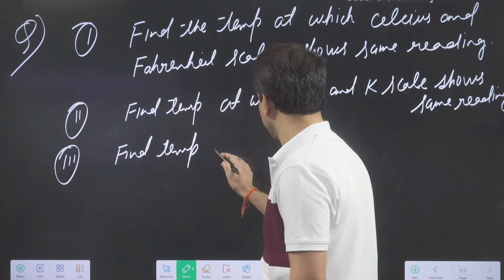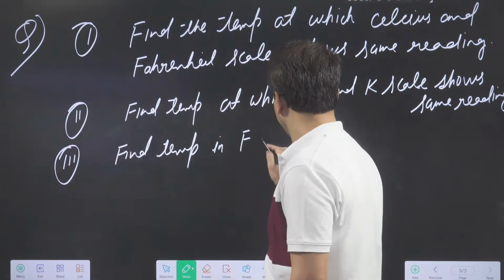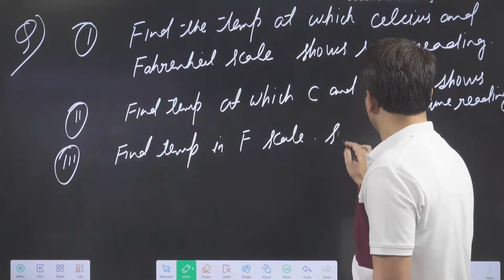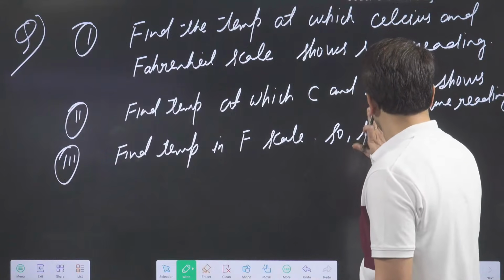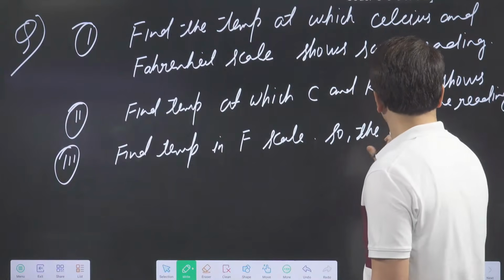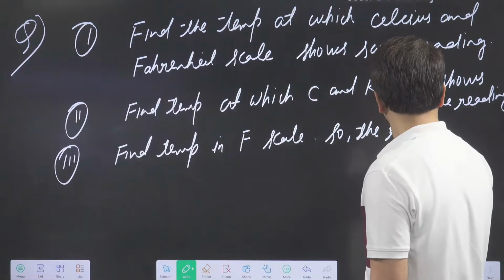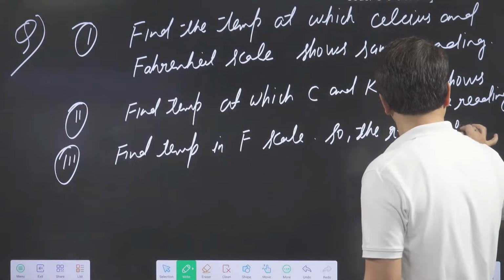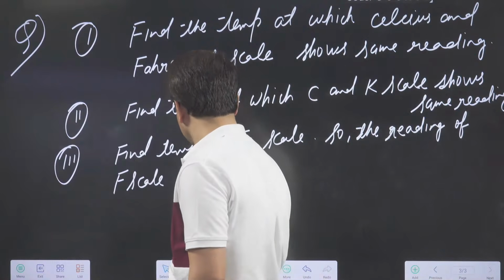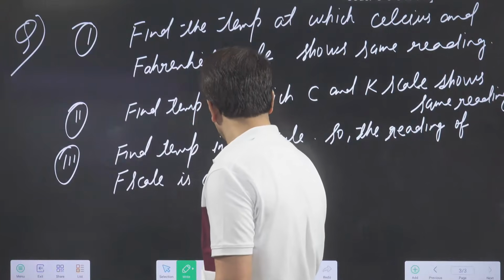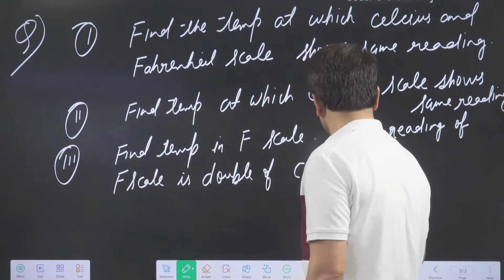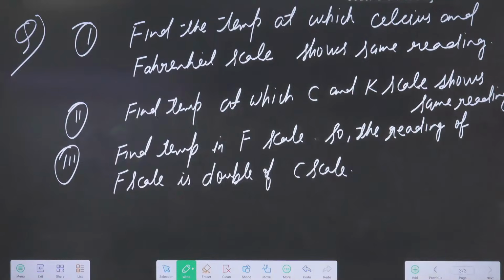Find temperature in Fahrenheit scale. So the reading of Fahrenheit scale is double of Celsius scale. Okay, three questions I gave first.